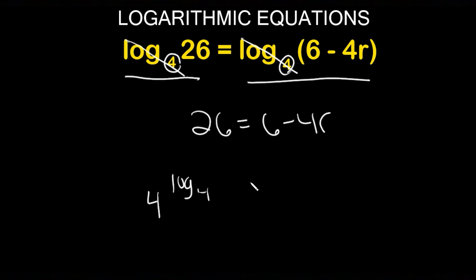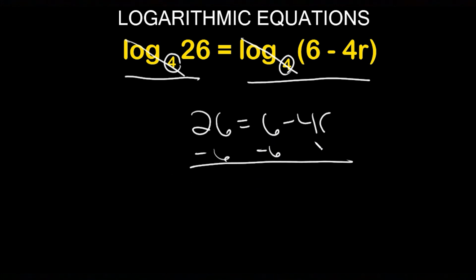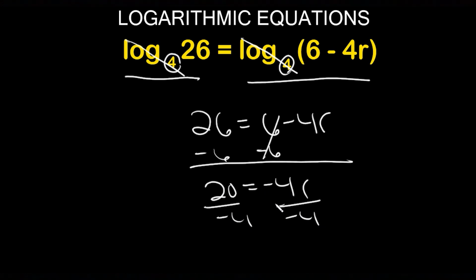So solving for r, we're going to go ahead and minus 6, okay? Minus 6. This will cancel. Here I get 20 equal to negative 4r, okay? My last step, I have to divide by a negative 4. So dividing by negative 4, okay, this will cancel. I get r is equal to negative 5. So r is equal to negative 5, all right? And that there is going to be our final answer.